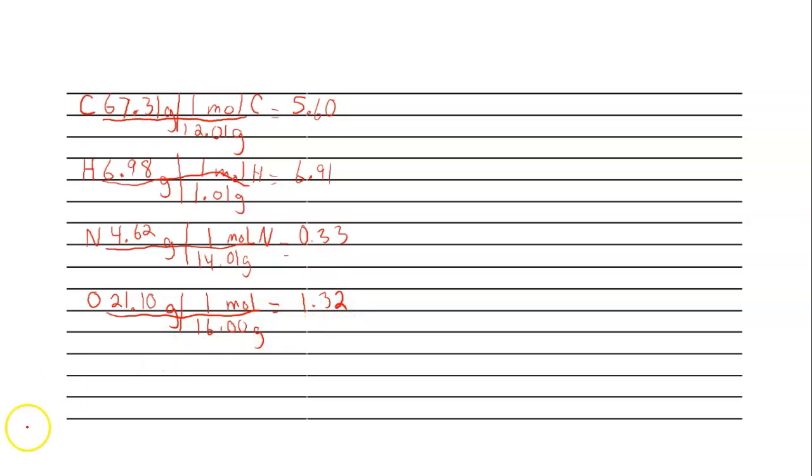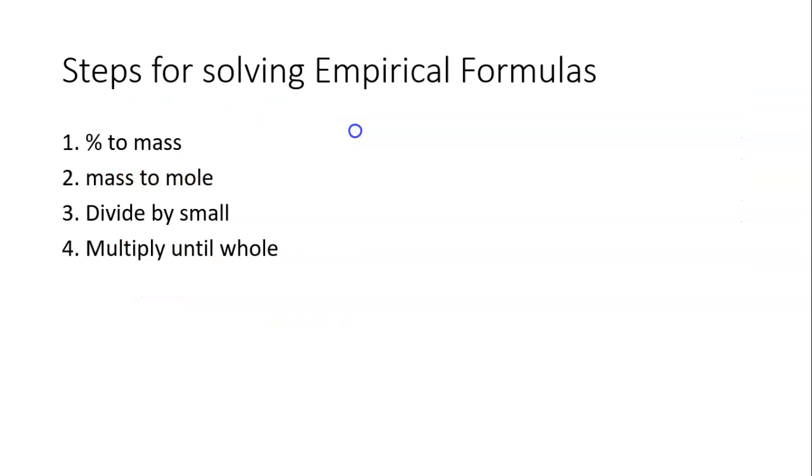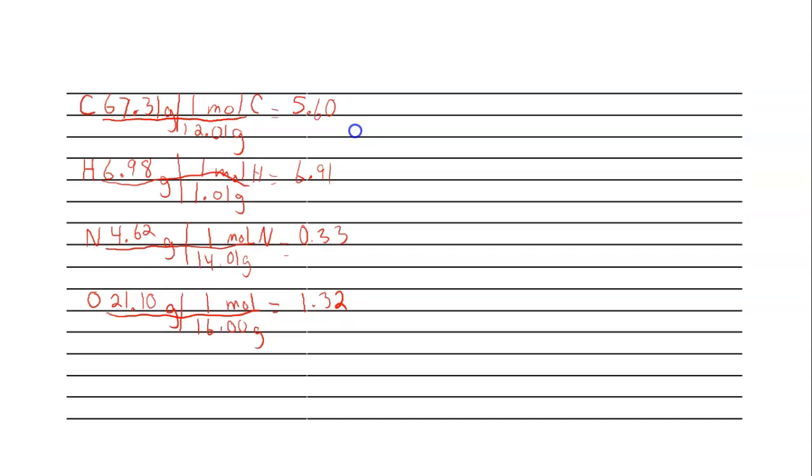1.32, just like that. Now that third step on here is divide by small. We are going to go through and divide by the smallest number that we have. This right now shows the ratio of our elements, but the problem is we need a whole number ratio for our empirical formulas. We don't really have 5.6 of an atom or 6.91 of an atom. We need to get these numbers here to whole numbers.